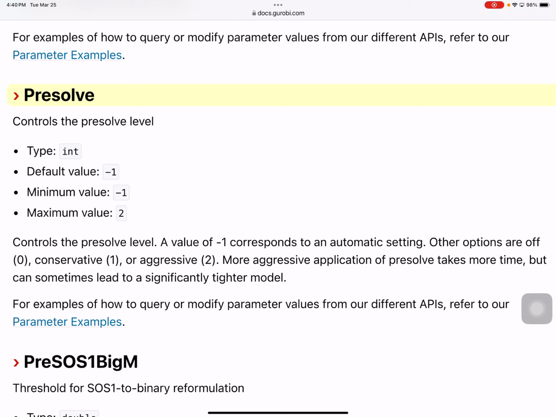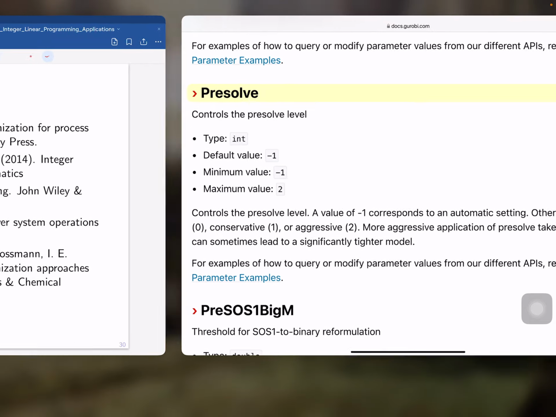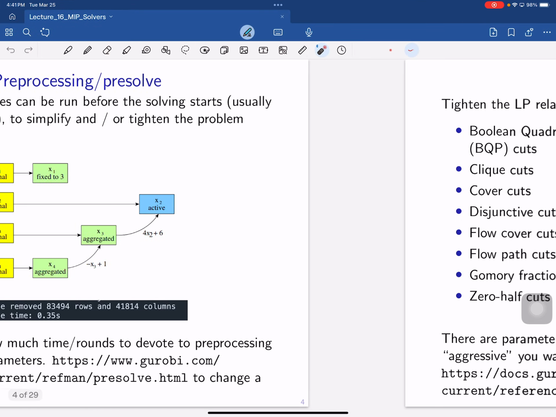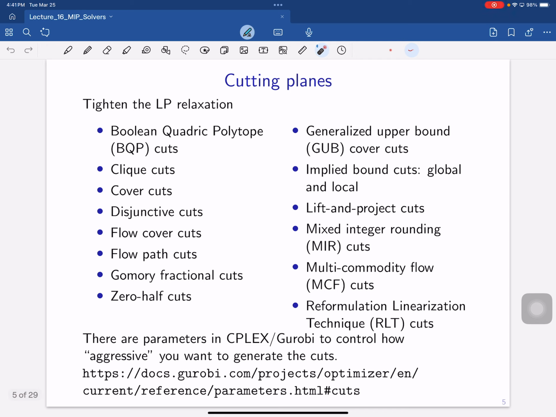The more aggressive application of presolve will, of course, take more time, but sometimes it can significantly reduce the amount of time to solve the problem. Maybe you spend more time on presolve and less time on, let's say, branch and cut and so forth. So the idea is you can control it just by changing those integer numbers. You can also play with it for your problem and see what happens. Okay, that's presolve.